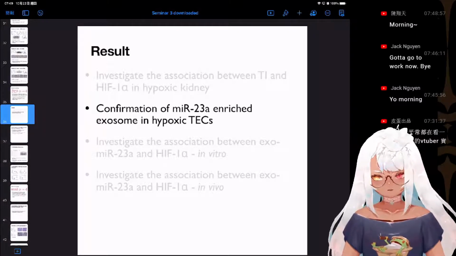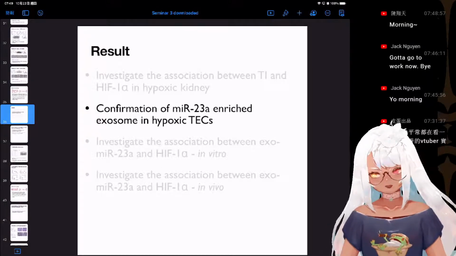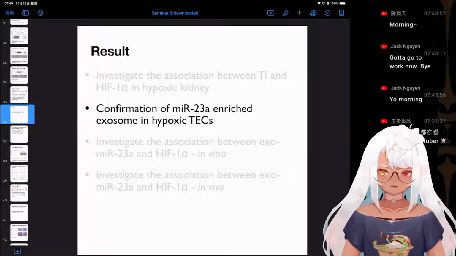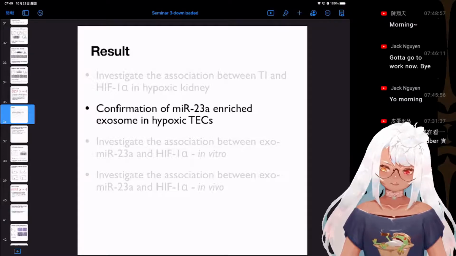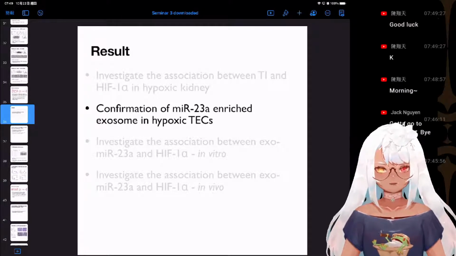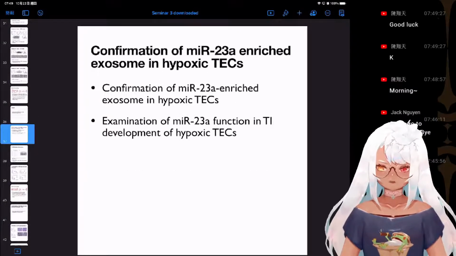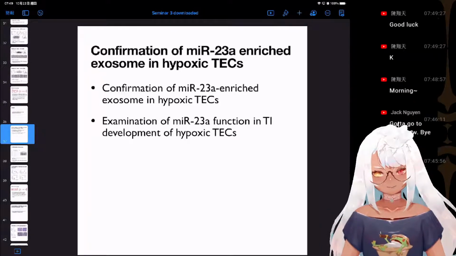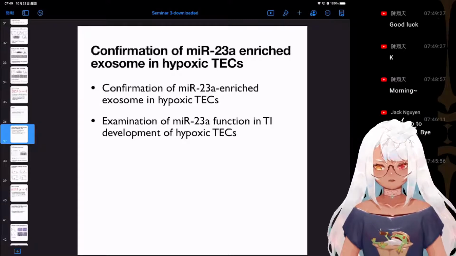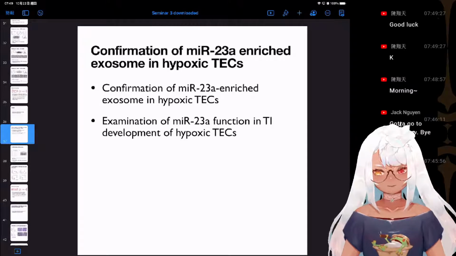Okay, so now that we know there is some sort of association between TI and HIF1 alpha in these hypoxic kidneys, the next thing we want to know is whether there is actually miR-23a enriched exosome in these hypoxic TECs. In this section, first of all, we will confirm the existence, and next, we want to examine whether these miR-23a functions are related to the development of TI.